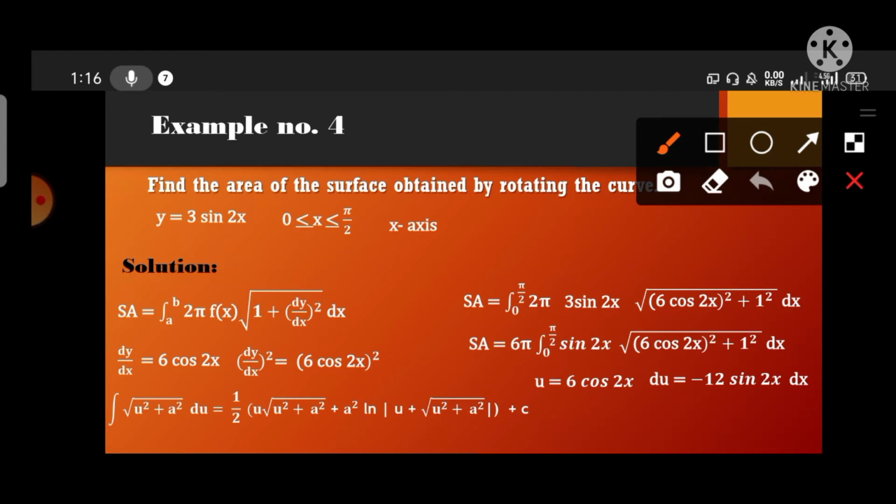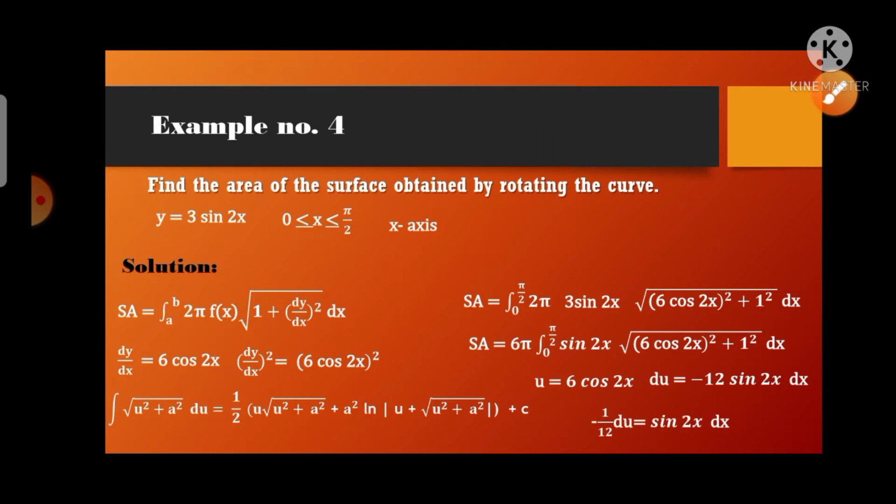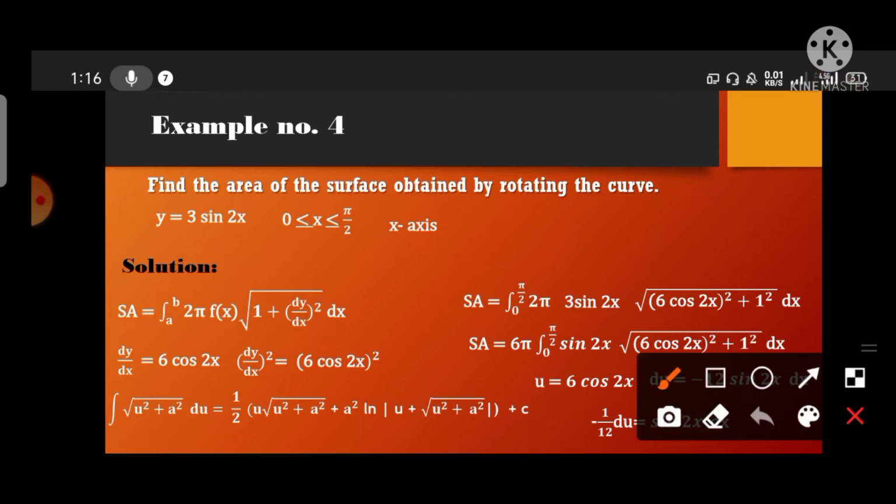The derivative of this one is this one. And our negative 1 over 12 du is equal to sine 2x dx, or our value of sine 2x dx is equal to negative 1 over 12 du. This one, sine 2x and dx.